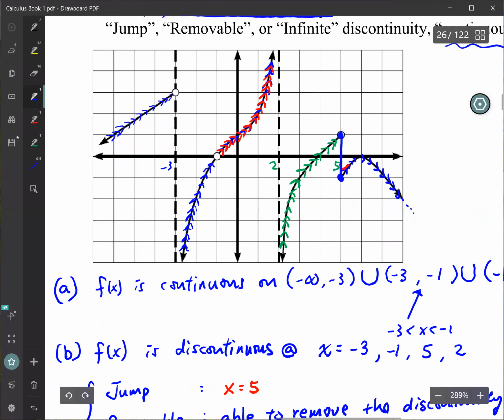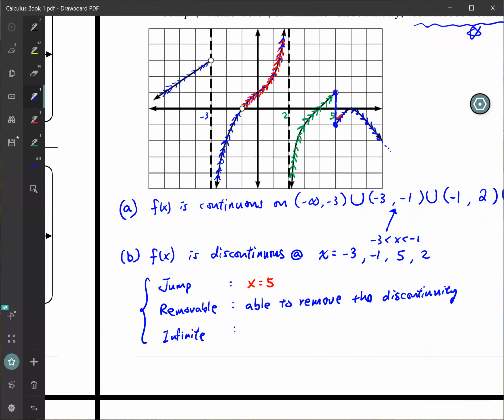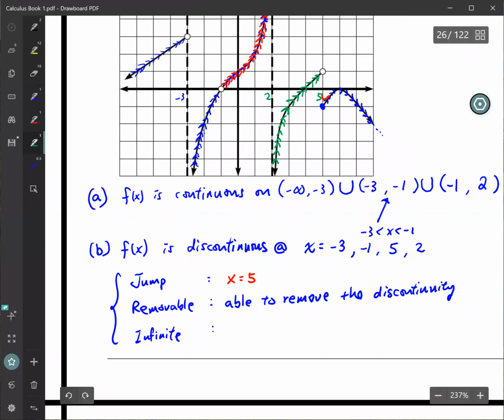And same thing here, because of the asymptote, you cannot just draw a line. What it means to be able to remove a discontinuity is just by adding a point. If you can add just one point and make it continuous, then you call that removable. The only place that could happen is at -1. Let me use the green one at x equal -1, because I can just fill in this dot, very easy to remove. Then we got rid of the discontinuity and made it continuous. Any questions so far?